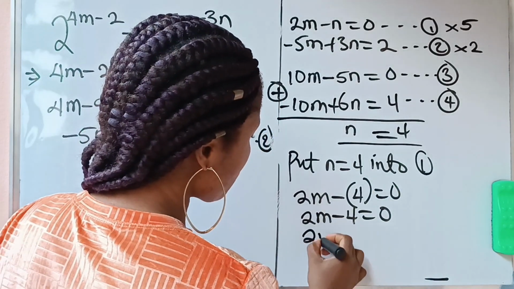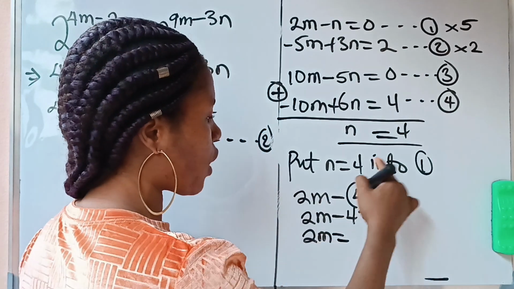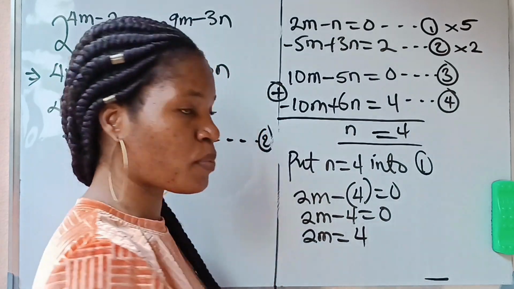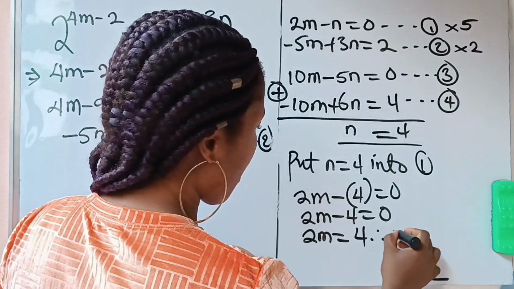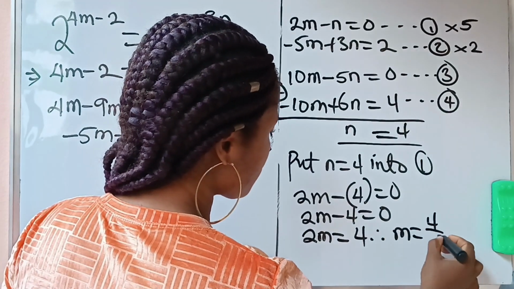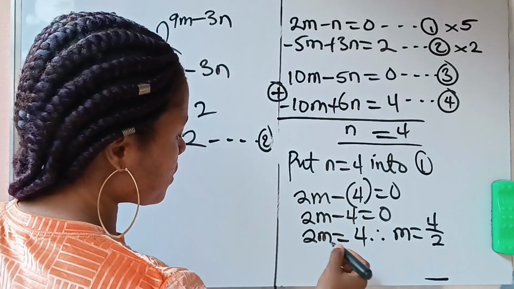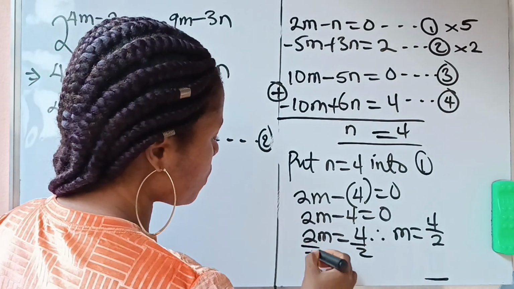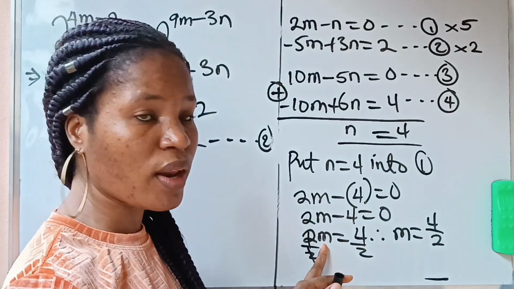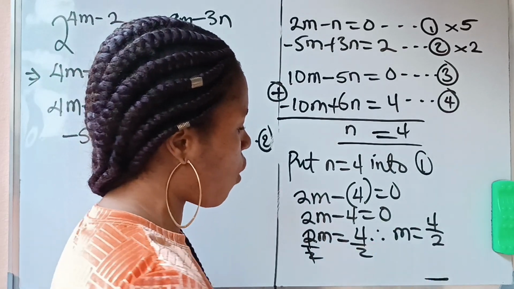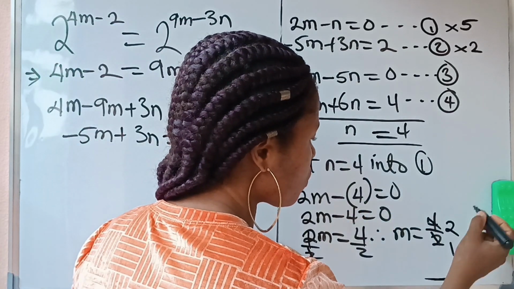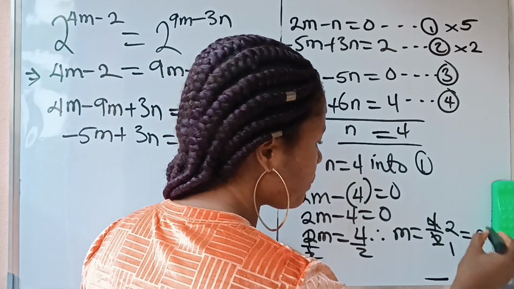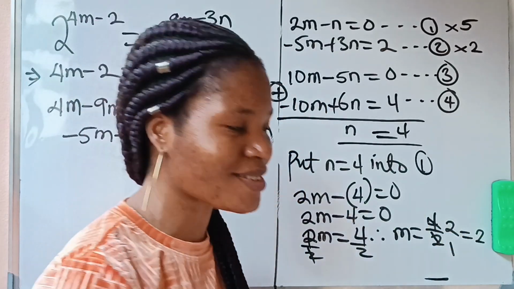Now we have that 2m is equal to, this minus 4 will cross over to become plus 4, right? Therefore, how do we get our m? Our m is equal to 4 divided by 2. That is, if we say this over 2, this over 2, these two we cancel, you are left with only m. So your m is equal to 4 over 2. 2 divides itself, 1; 2 divides 4, you are going to have 2. That means that our m is equal to 2.